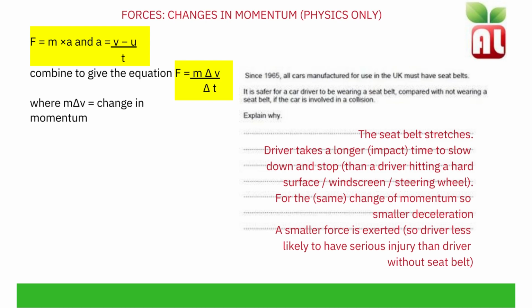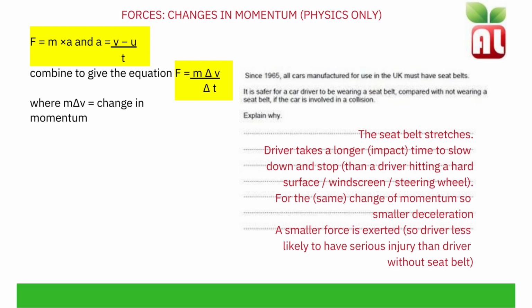Since 1965, all cars manufactured for use in the UK must have seat belts. It is safer for a car driver to be wearing a seatbelt compared with not wearing a seatbelt. Explain why. The seatbelt stretches and the driver takes a longer time to slow down and stop. This gives a larger value for our denominator in the force equals change in momentum over time.